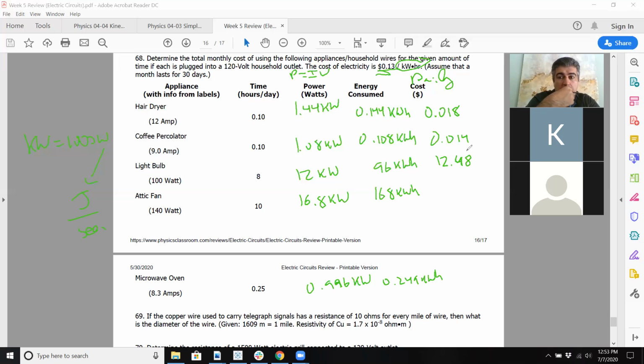So 100 watts is pretty bright. And you leave it on for 8 hours. That's quite a long time. So you have that. An attic fan. So, let's see here. That's 140.